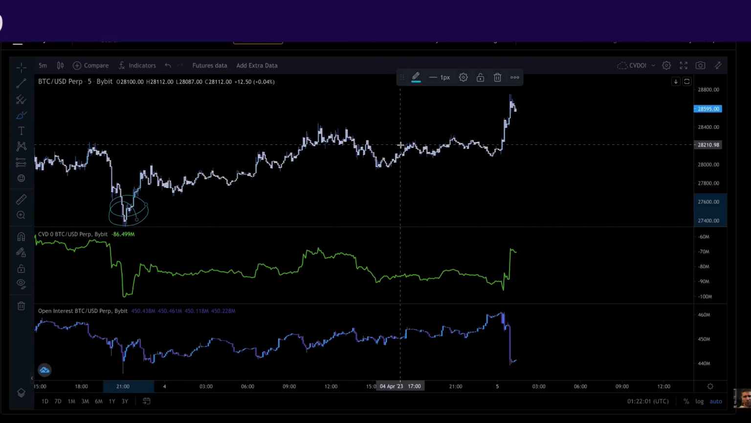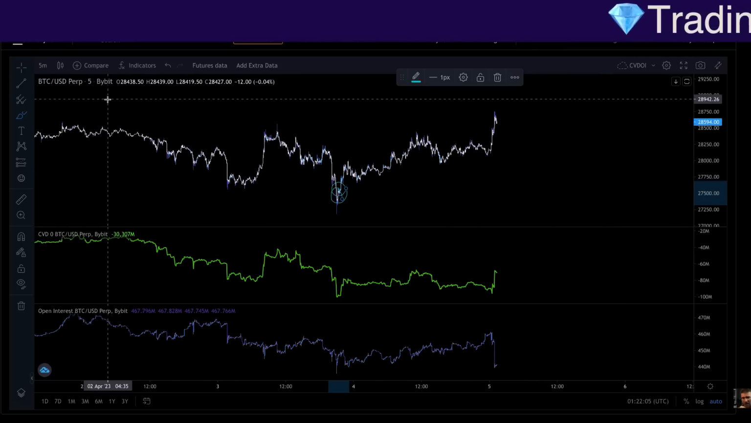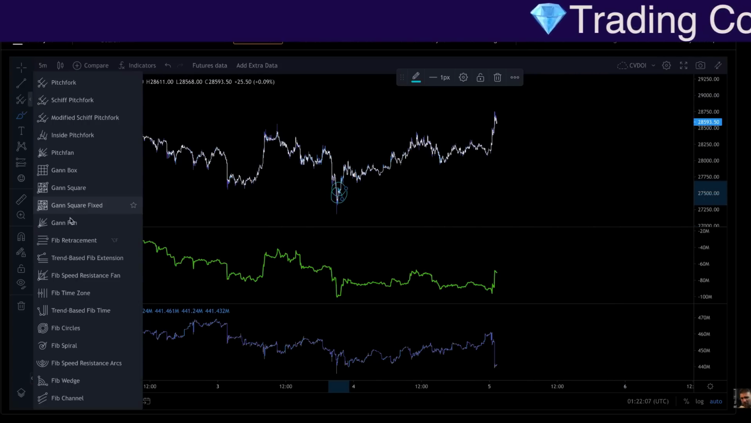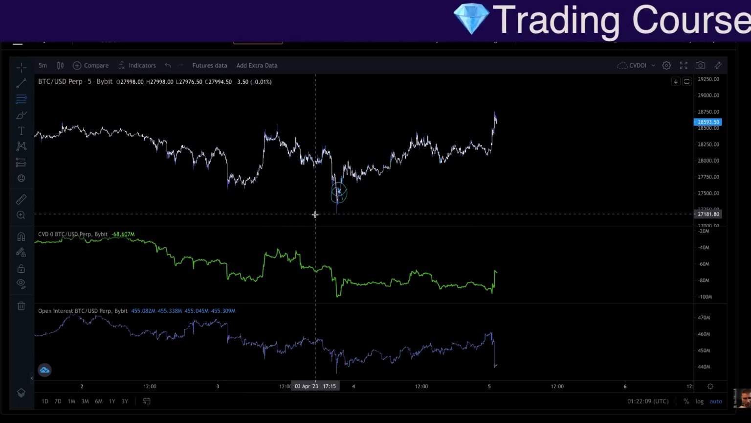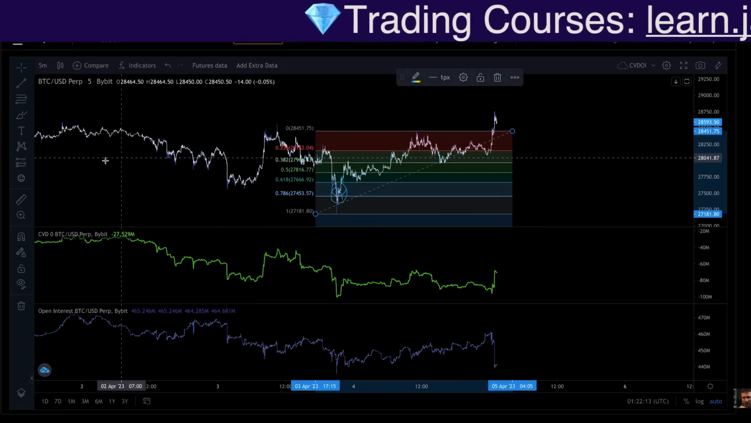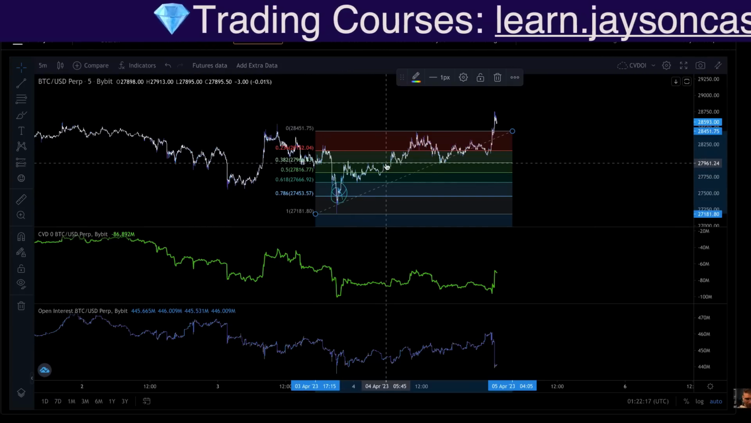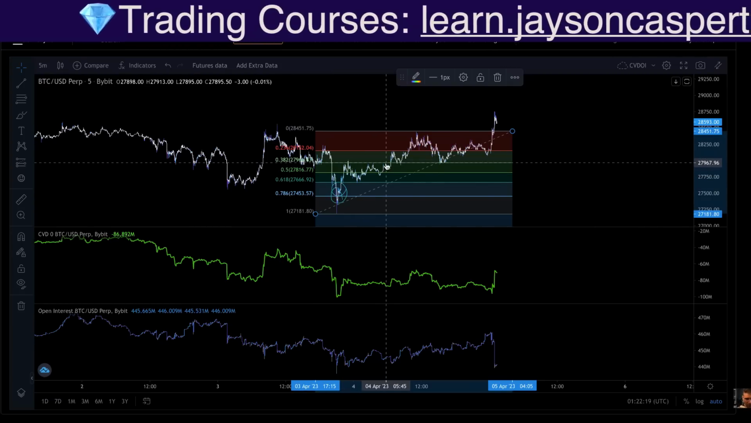Okay. And when we pull our fib from the first low to the first macro high, we are going to get our fib levels. So I'm going to go ahead and do that right now. Pull our fib. And you can see that we come down and we bounce from the 382 level, which is literally right here. Okay. Literally right here.